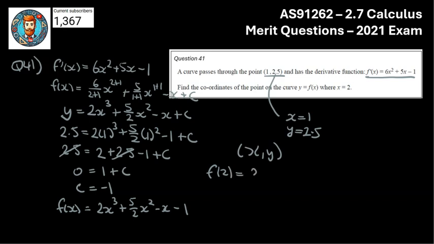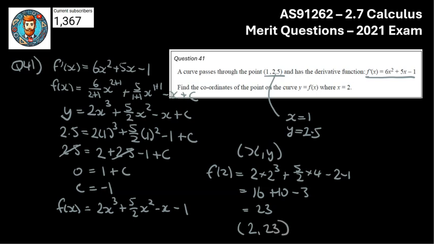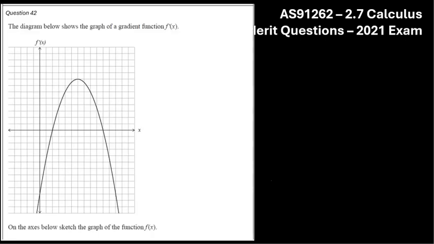So f(2), that's going to be 2 times 2 cubed plus 5 over 2 times 4, which is 2 squared, minus 2 minus 1. So 2 cubed is 8, times 2 is going to be 16. And then this here, 5 times 4 is 20, divided by 2 is 10, so it's going to be plus 10 minus 3. And all of that comes to 26 minus 3, so it's going to be 23. And that's the final piece of the puzzle. I can now state my coordinate being (2, 23).